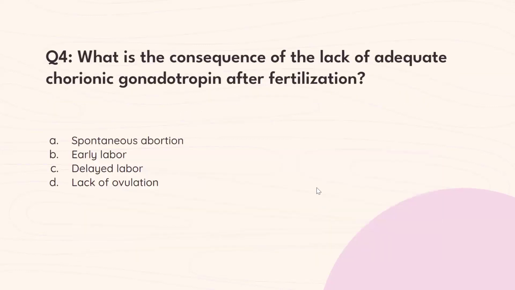What is the consequence of the lack of adequate chorionic gonadotropin after fertilization? So once fertilization were to occur, if we did not have enough HCG levels, which of the following options do you think would happen? A. You're right. So spontaneous abortion. Let's look at why that is.